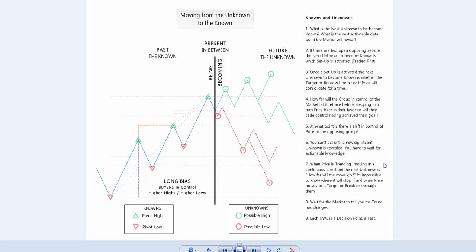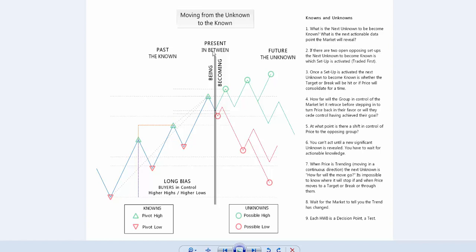When price is trending or moving in a continuous direction, the next unknown is how far will the move go. It's impossible to know where it will stop if and when price moves to a target or breaks through them. We always wait for the market to tell you the trend has changed. Each halfway back is a decision, a test of the current trend in play. Every single pullback that the market has is a decision point, the potential continuation or failure of that trend.